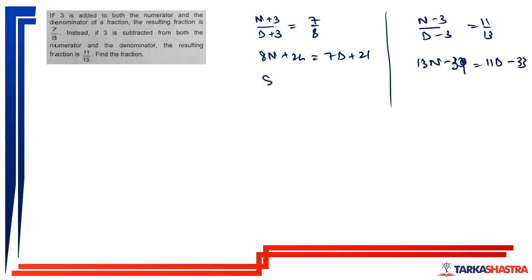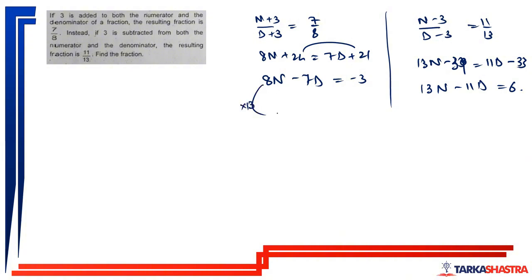If I do this, I'll have 8n minus 7d equal to minus 3. And this is 13n minus 11d, minus 39, if it goes here, will become positive 6. Now that we have these two equations, let us try to find the fraction. Getting the equation is the struggle. Solving the equation is not the struggle. Let us say we want to equate the coefficient of n. So I'll have to multiply this equation by 13.